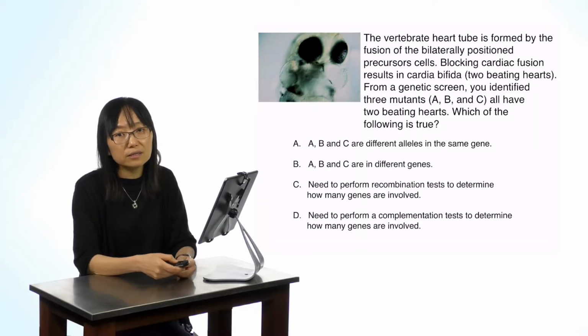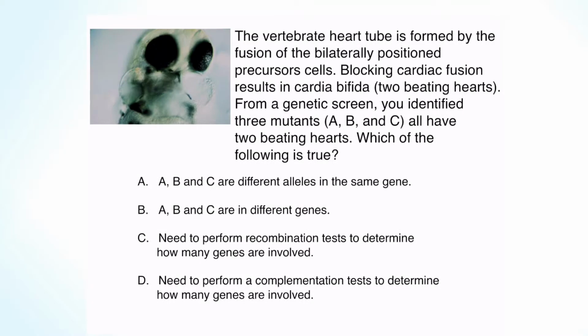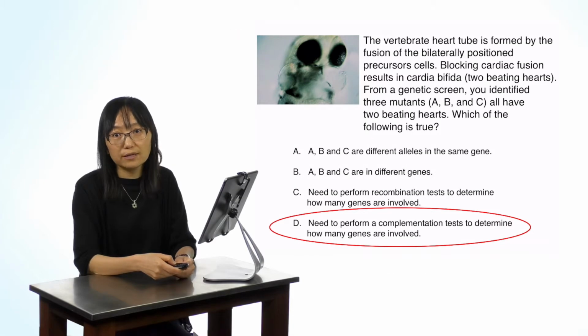In the screen, we found many mutants that have 2 beating hearts. Now consider the following statement and choose the correct answer. The correct answer is D.